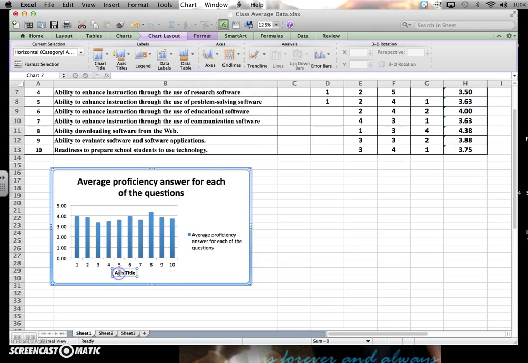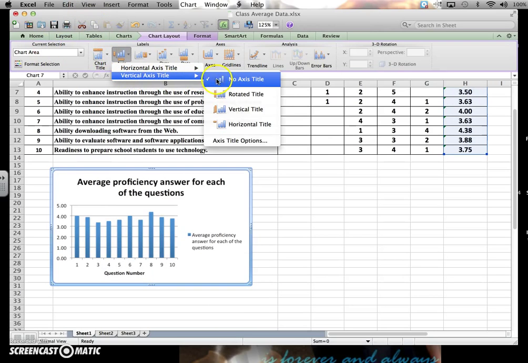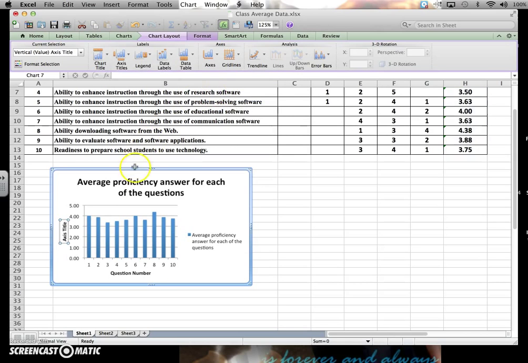This gives me the one for my x-axis, and I just highlight like a regular text box, and I'm going to put in question numbers. That's the data that's followed down there. And then my vertical, which is my y, I'm going to do rotated. That's my personal preference. And highlight, and this is my average proficiency scale.